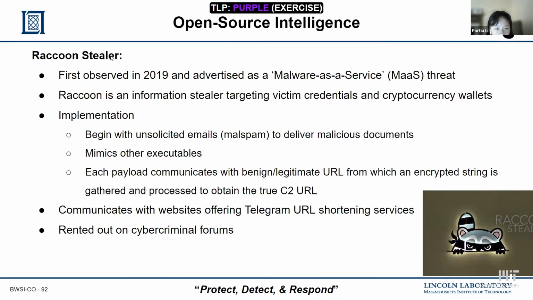So Raccoon Stealer was first observed in 2019 and advertised as a malware as a service threat. It is an information stealer targeting victim credentials in cryptocurrency wallets. Its implementation includes beginning with unsolicited emails to deliver malicious documents. It mimics other executables, and each payload communicates with benign/legitimate URLs from which an encrypted string is gathered and processed to obtain the true C2 URL. It communicates with websites offering Telegram URL shortening services, and it's rented out on cybercriminal forums.